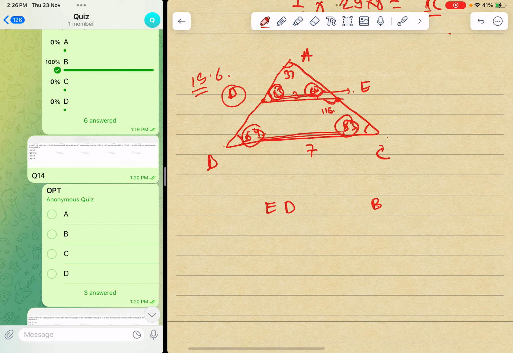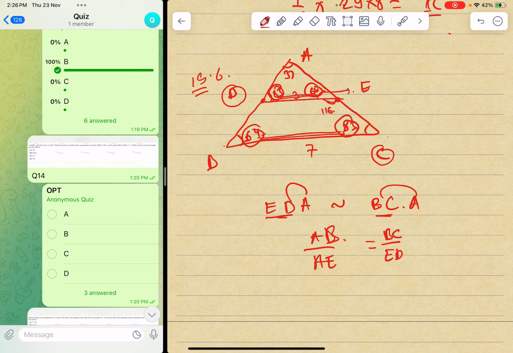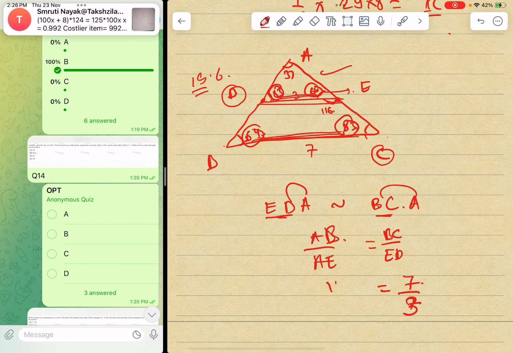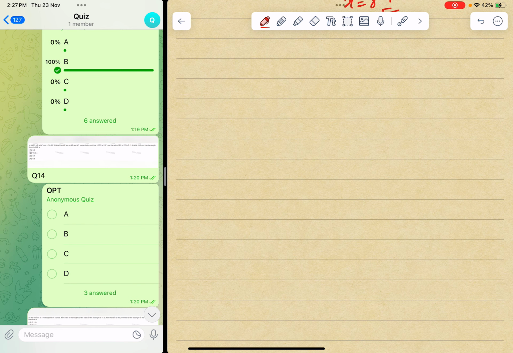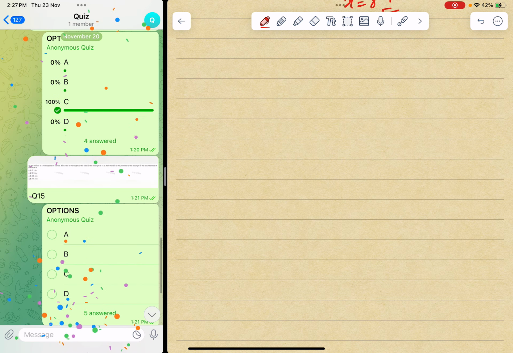So we can write BC by ED equal to AB by AE, right? We wrote it in this manner because we know DE and this. So 3 by 7, DE is 3 and BC is 7. AB is 19.6, AE we don't know, x. Solving for x, we got 8.4 as the answer. Very easy question of similarity. Only 3 got it correct. How, I don't know, but all of them got it absolutely correct.